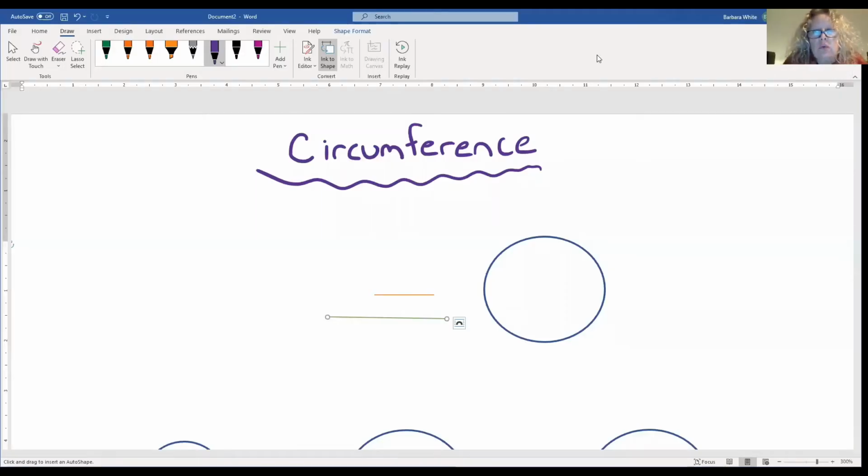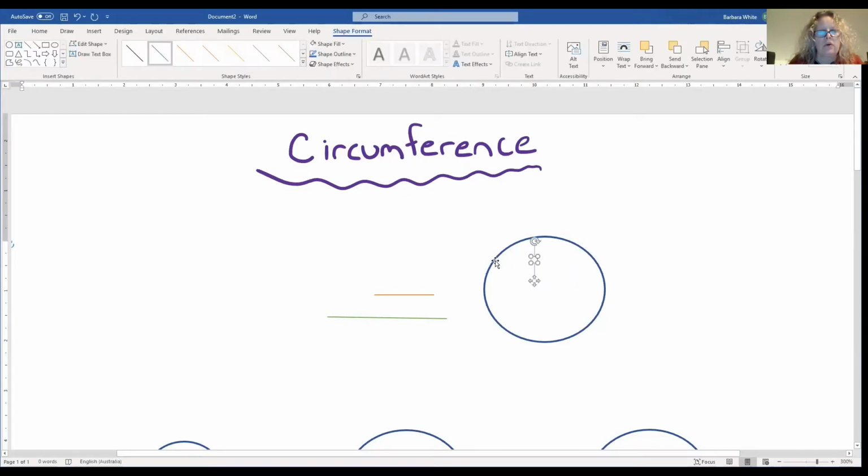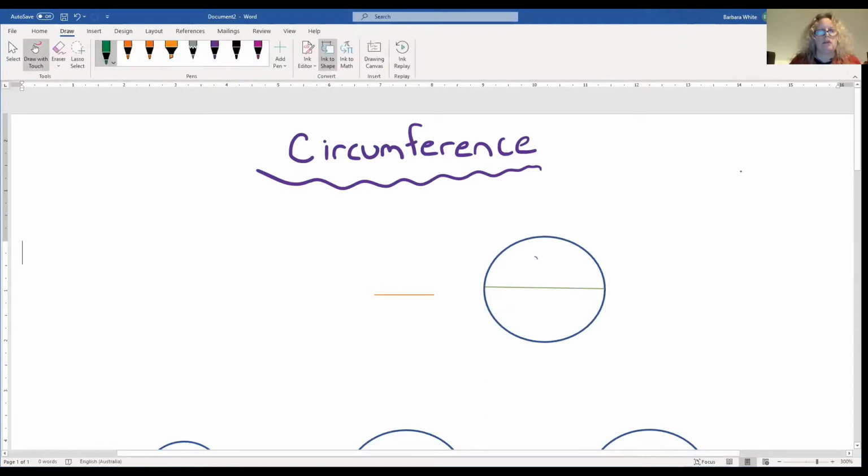Circumference of a circle. A couple of words for you. You probably already know them, but I'm going to write them down anyway. In a circle, there is a middle point, and if I drew a line from one side to the other, straight through the middle, that would be the diameter of the circle.